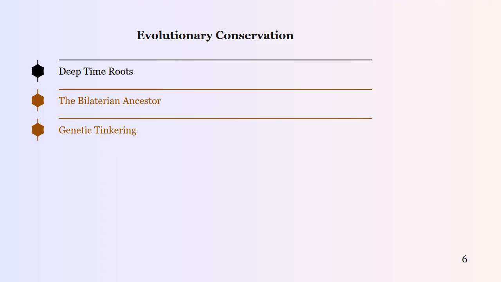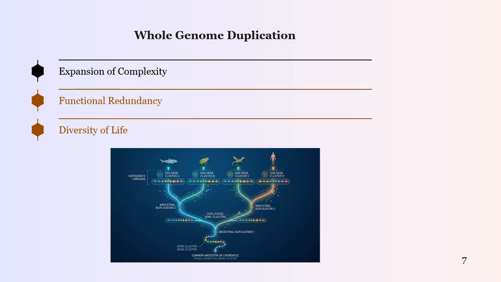mammals, indicating they evolved over 500 million years ago. The bilaterian ancestor. The last common ancestor of all bilateral animals likely already possessed a primitive cluster of these genes. Genetic tinkering. Evolution proceeds not by creating new genes but by changing how and when these ancient Hox genes are expressed. 7. Whole genome duplication.